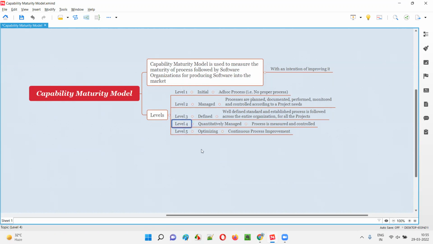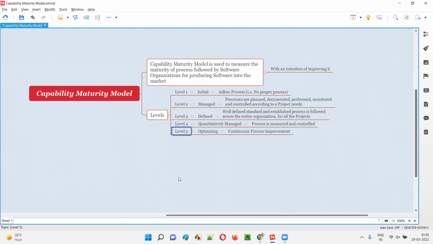Then level 4, quantitatively managed level. Here the process is not just followed, but is also measured and controlled. Measurement is the main word here. In the previous levels 2 and 3, the processes are followed, but they are not measured. Here it is measured, and if anything is going wrong, it's controlled. If the process is not going well, modifications will be made and it is brought to the proper level. That is, the process is measured and then controlled.